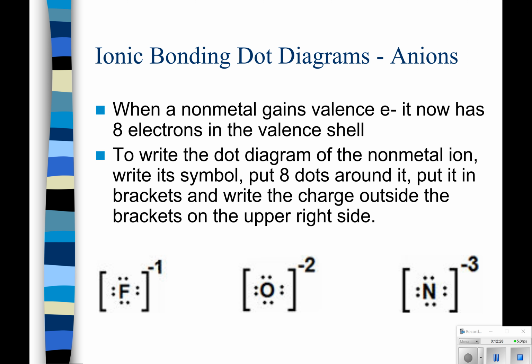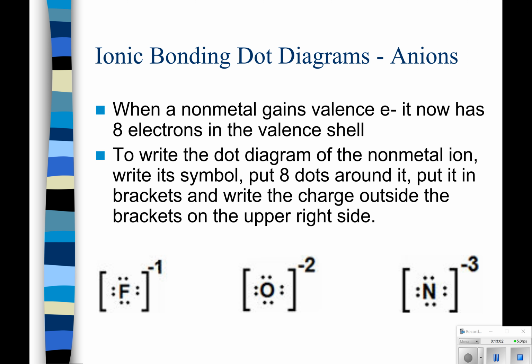Now, the last thing that we'll spend some time on today, which is a little bit of a review, is ionic bonding dot diagrams. And we'll review anions and cations, and then we'll see what they look like when we put them together into a compound. Now, remember, when we write these anion dot diagrams, this would be for nonmetals, because nonmetals tend to create negative ions. They gain valence electrons to make a stable octet and fill their valence shell.